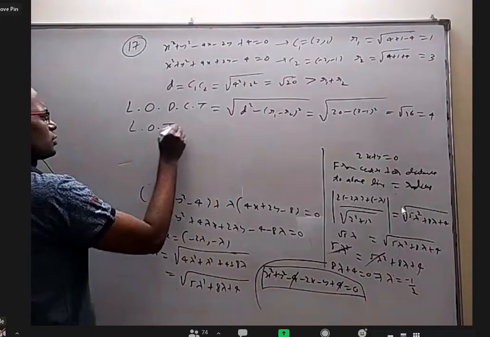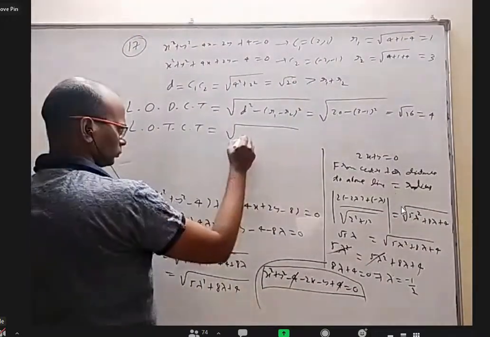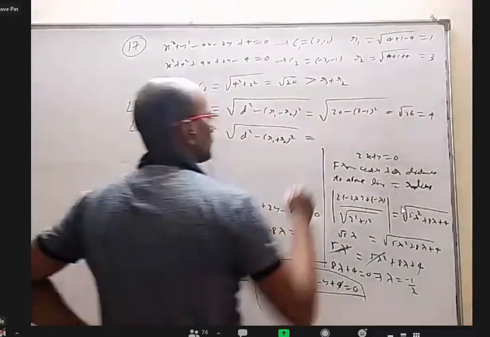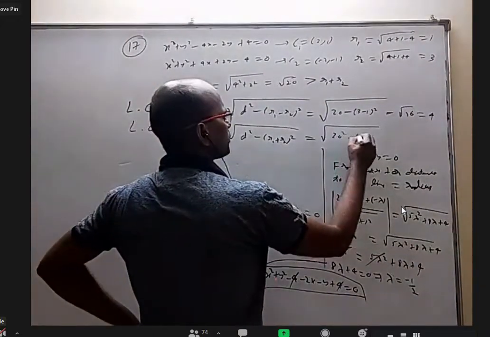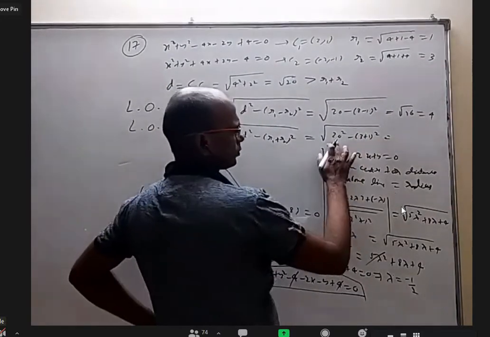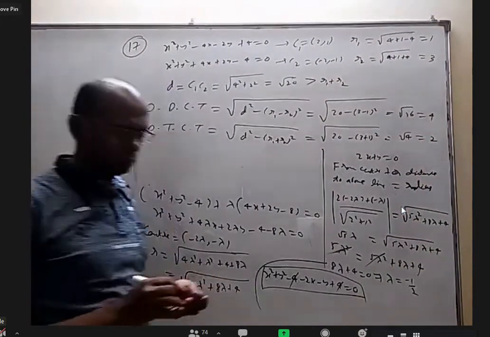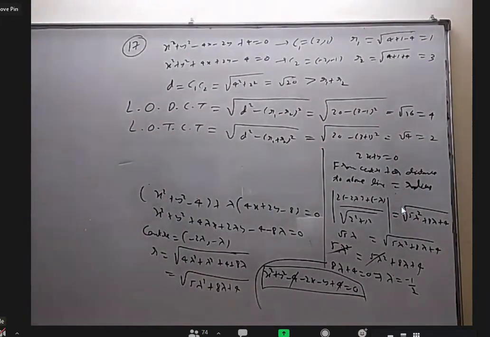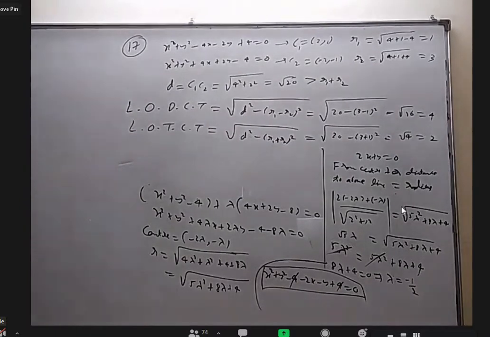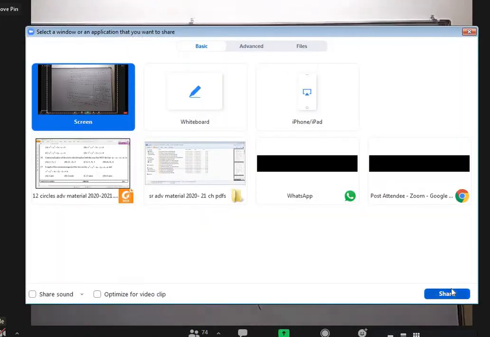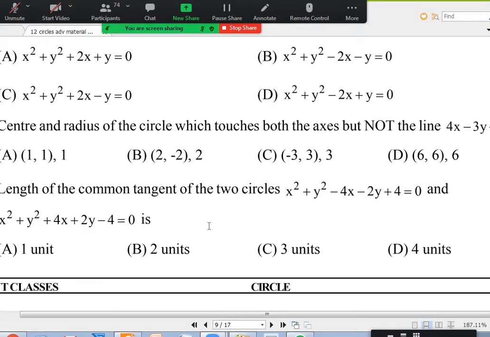And length of transverse common tangent is root over d square minus r1 plus r2 whole square. That is 20 minus 3 plus 1 whole square, 20 minus 16, so that is root 4, which is 2. This is directly formula, nothing great. One of them is 4, one of them is 2.